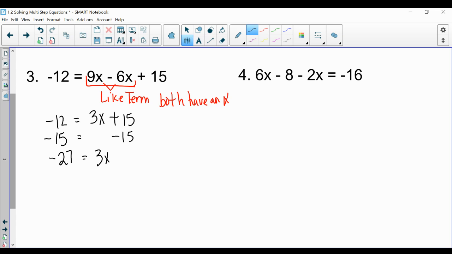Okay, so now I just need to divide by 3 because that's all that's left. This is a multiplication problem. So inverse operation is division. So x is equal to a negative 9.